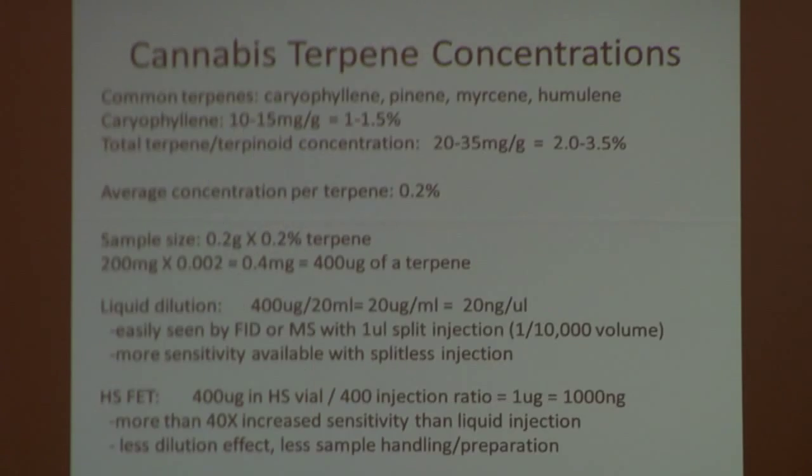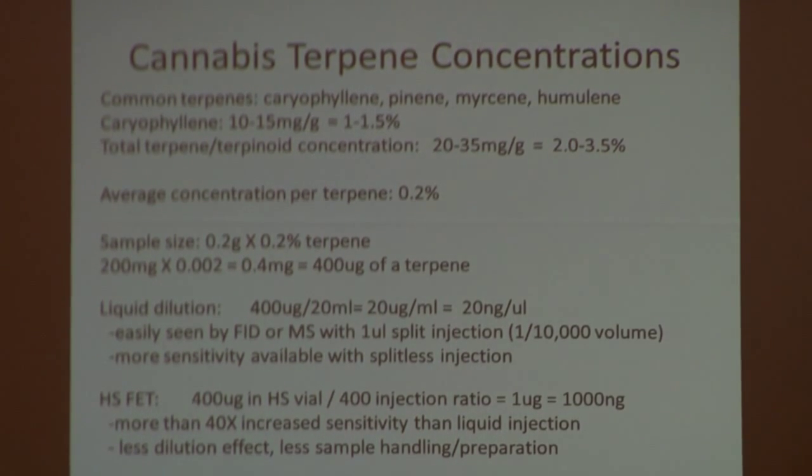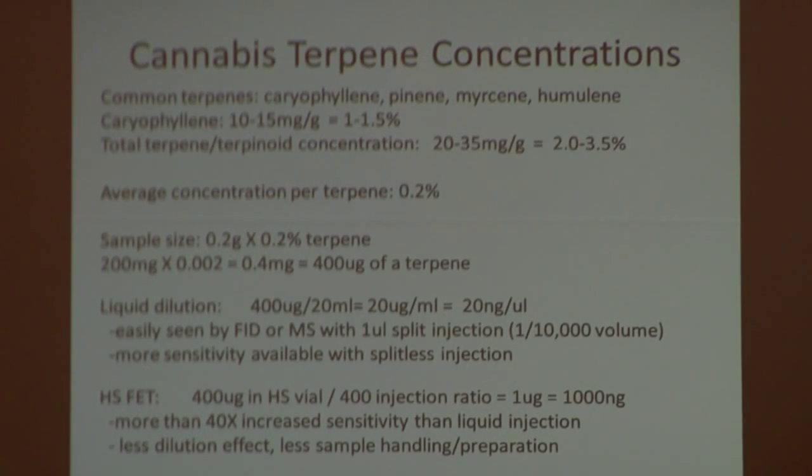So let's look at the terpene concentrations in cannabis for a second, so that we can see what amounts we're working with. Very common terpenes in cannabis are caryophyllene, pinene, myrcene, and humulene. Caryophyllene is often in the 10 to 15 milligram per gram range, which is about 1 to 1.5% of the weight of the plant material. The total terpenes usually are about 20 to 35 milligrams per gram, or 2 to 3.5% total weight. Some of the smaller terpenes might be in the concentration of about 0.2%.